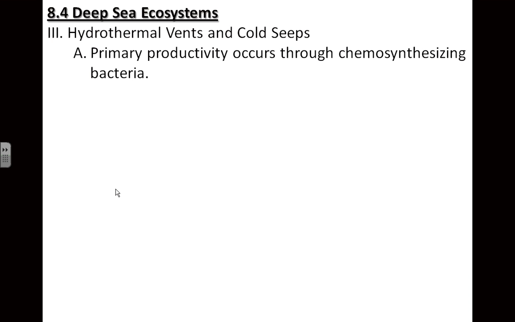Now, probably the most dynamic deep sea habitats are the hydrothermal vents and cold seeps. This is a very interesting discovery. We never knew about these things prior to 1977. These things are completely isolated from the sun, so their primary productivity relies exclusively on chemosynthesizing bacteria. So rather than using light to make sugar, they use chemical energy to make sugar.